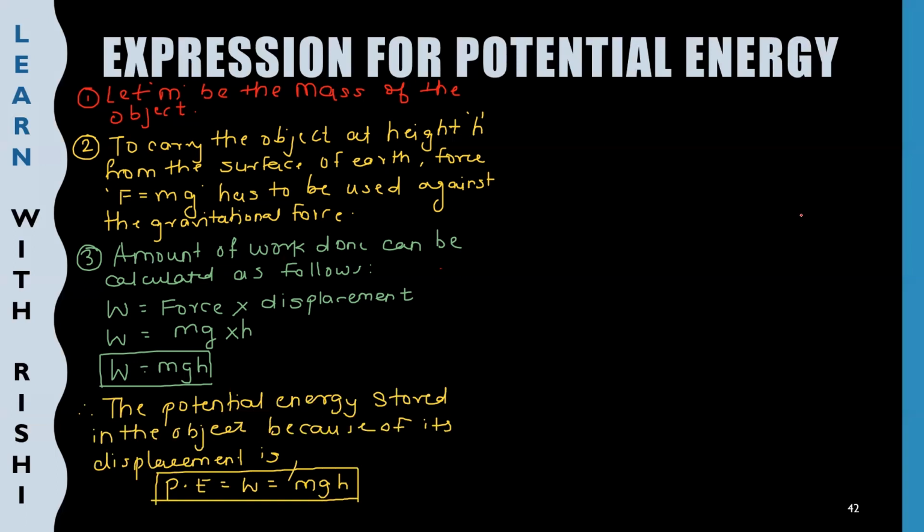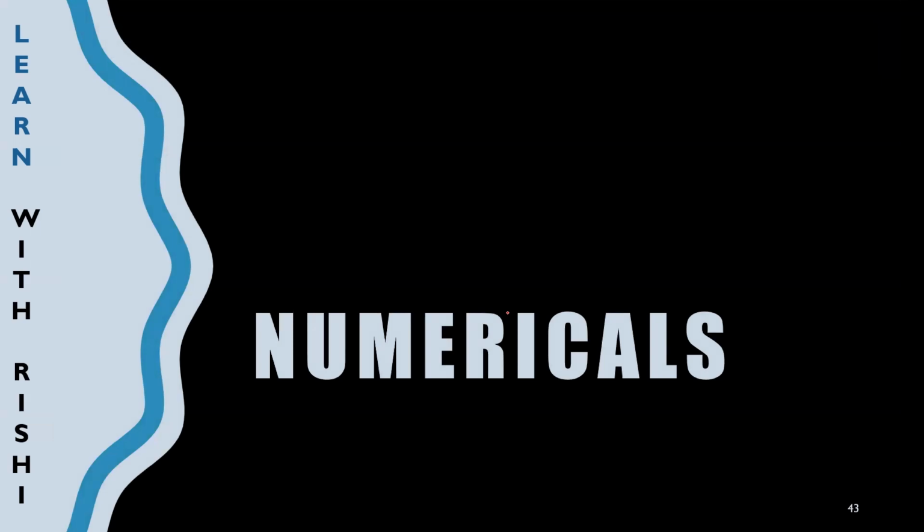So I hope you understood the expression for potential energy. The formula for finding the potential energy is mgh, where m is the mass of the object, h is the height of the object at which it is displaced, and g is the gravitational acceleration due to gravity. It is a constant, and the value of g is 9.8 meter per second square, or roughly you can take it as 10 meter per second square. Now we will solve some numericals based on kinetic energy as well as potential energy. Let us start solving the numericals.